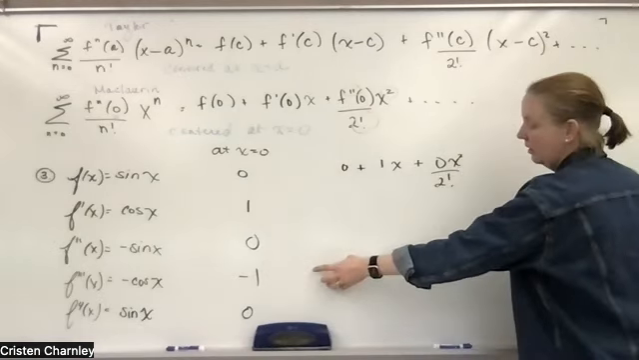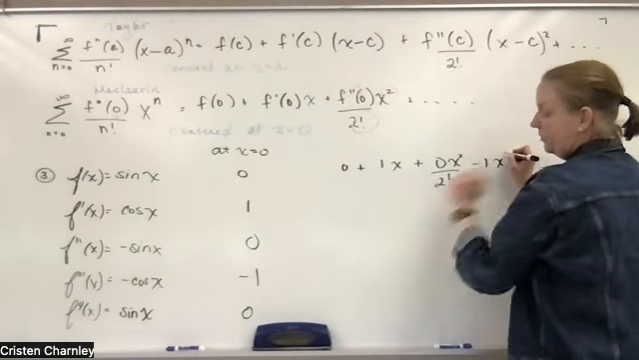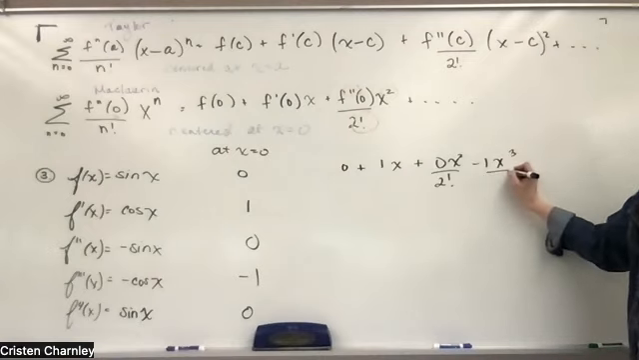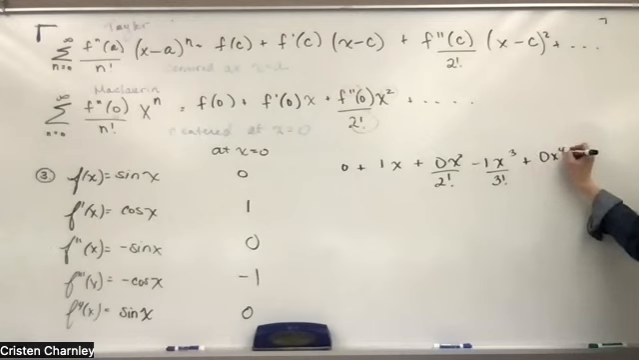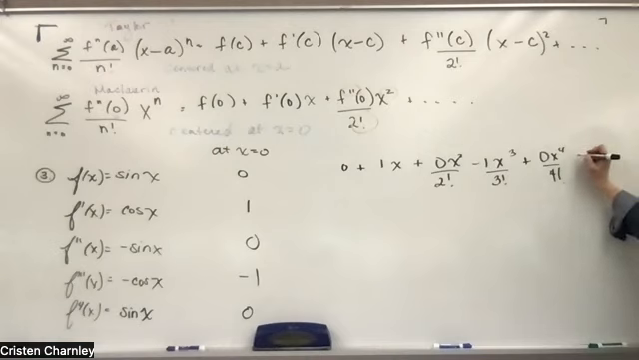What's the next one going to be? -1. -1, x to what power? Third over 3 factorial. Then what's next? 0x to the 4th over 4 factorial. Now, I know we didn't do derivatives, but keep going. What would be next? 1x to the 5th. Positive or -1? Positive. Oh, no tricking you guys.